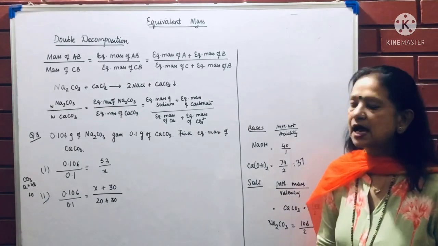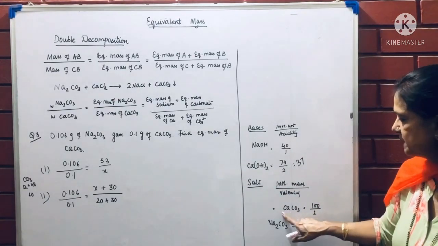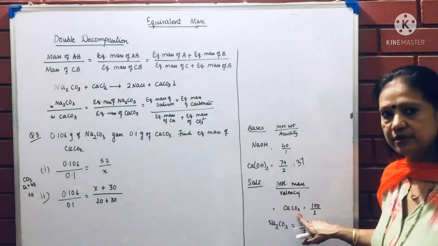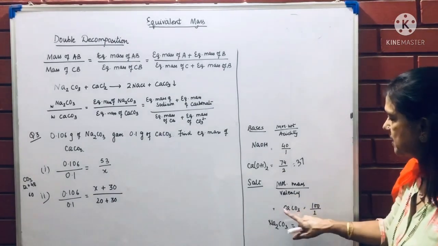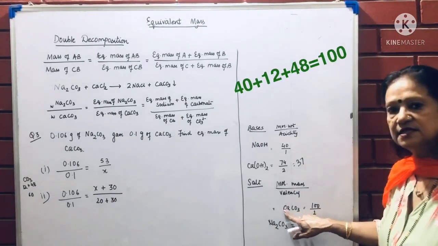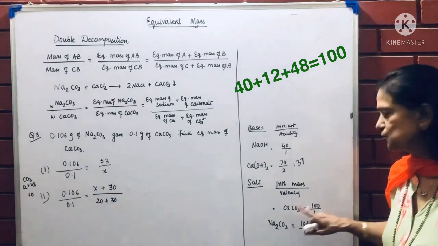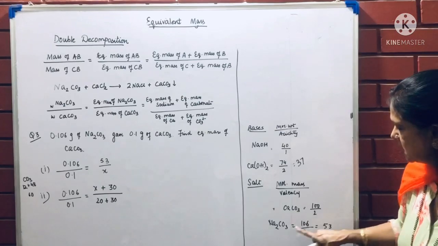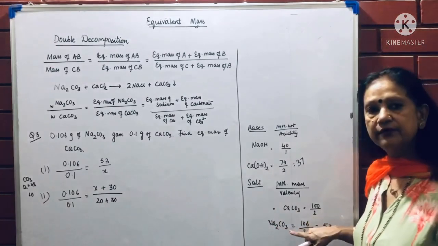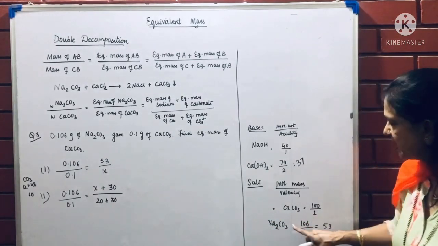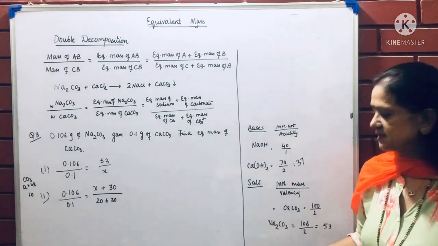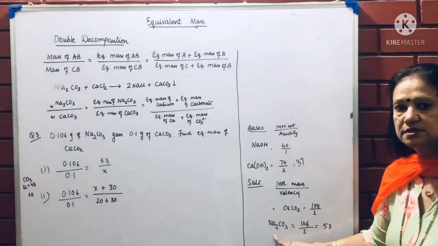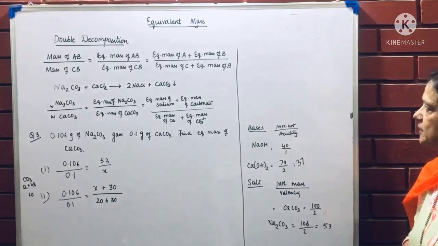For a salt, again we find the molecular weight. Calcium carbonate's molecular weight is 100. Calcium's valency is 2, carbonate's valency is 2, so I'm dividing by 2. In the case of Na2CO3, the molecular weight is 106, divided by 2, that is the higher valency. Sodium is 1, carbonate is 2, so I have to divide by 2.